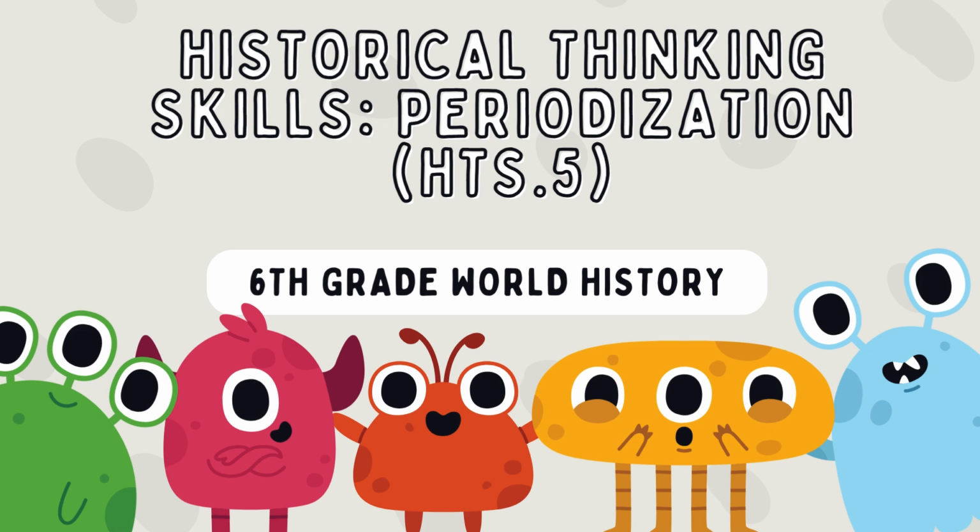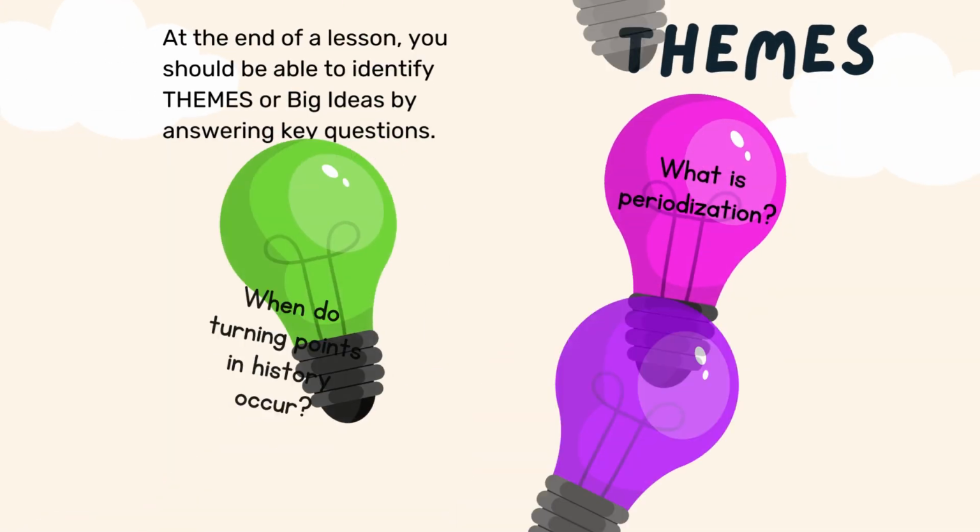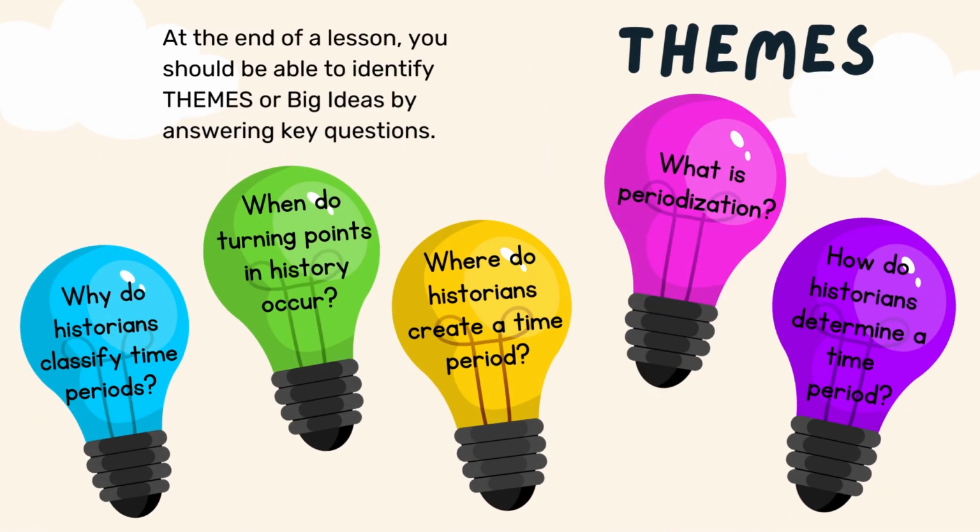This lesson will cover Historical Thinking Skills Lesson 5 on periodization. At the end of the lesson, you should be able to identify the themes or big ideas by answering the key questions. You should have your Bubble Cornell note-taking pages at this time and begin taking notes. At the end, you will answer the questions on the left side.